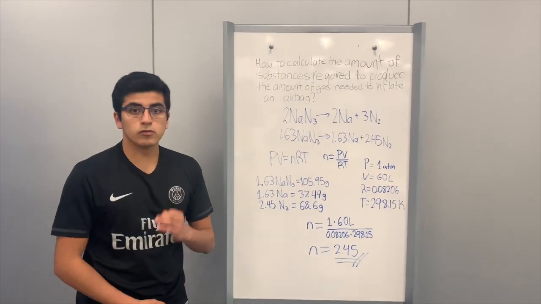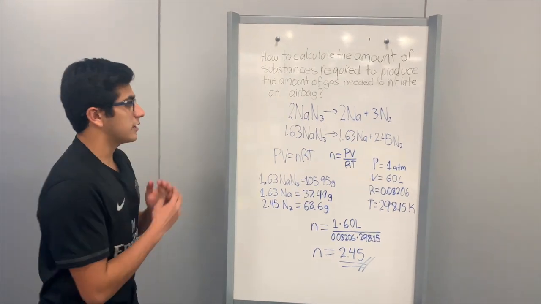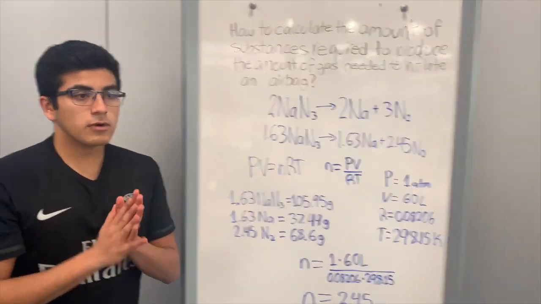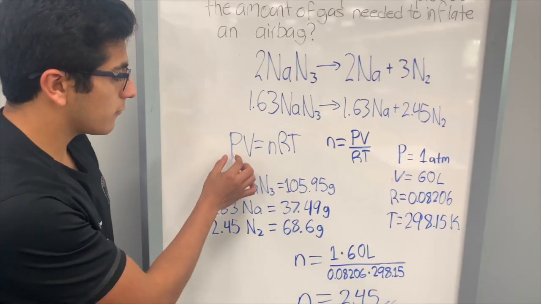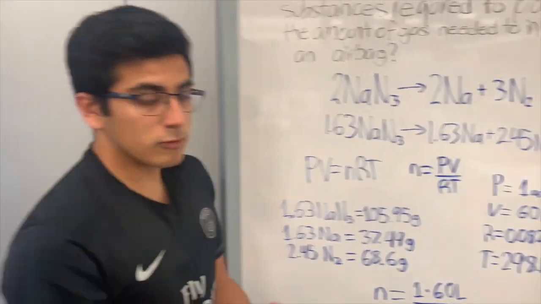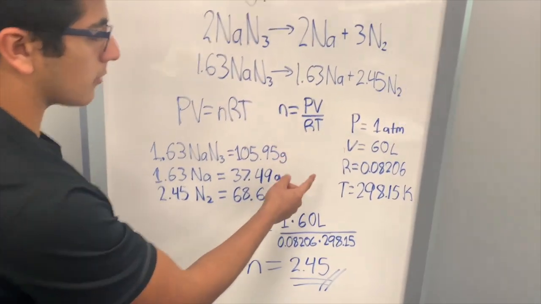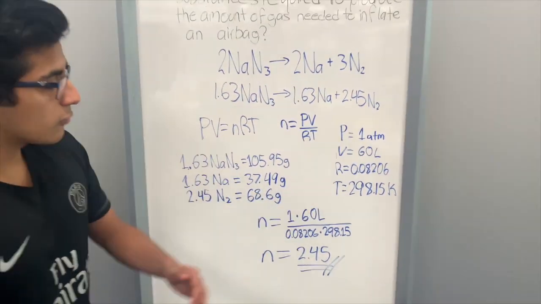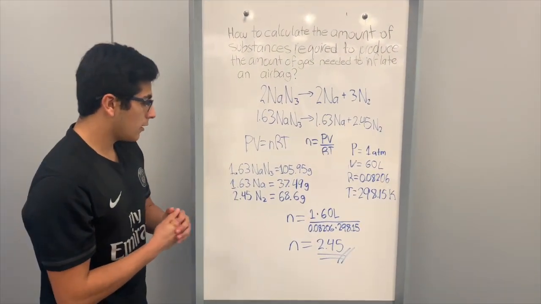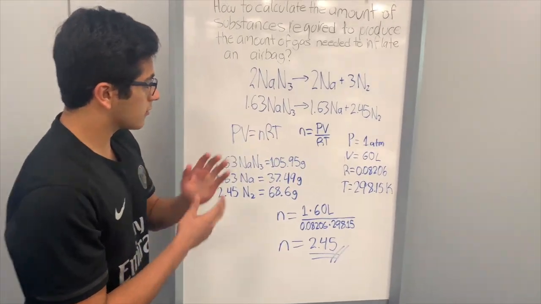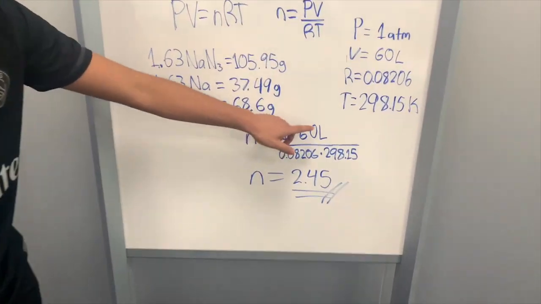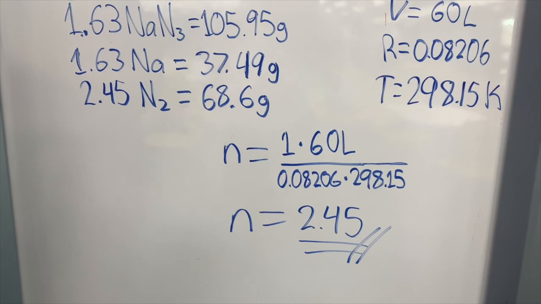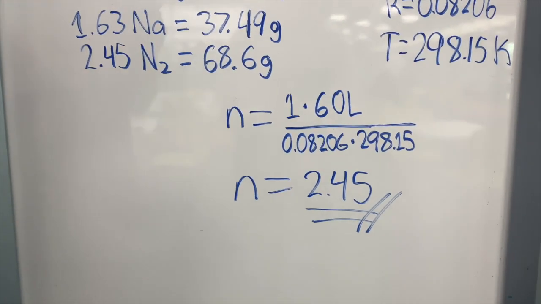To calculate the amount of substances required to produce the amount of gas needed in an airbag, we need to solve the components of the reaction. Then we can solve it by using the ideal gas formula, but instead of solving for pressure times volume, we solve for n, the number of moles, by dividing pressure times volume by the constant 0.08206 times temperature, in this case 298.15 Kelvin. By substituting these numbers, we get that 1 atmosphere times 60 liters of volume divided by 0.08206 times 298.15 gives us a number of moles of 2.45.